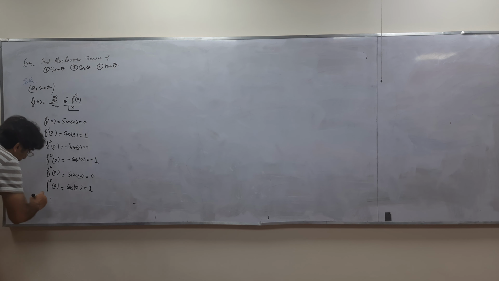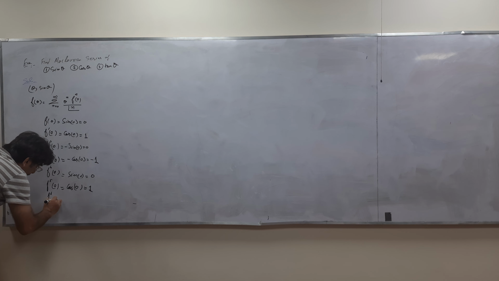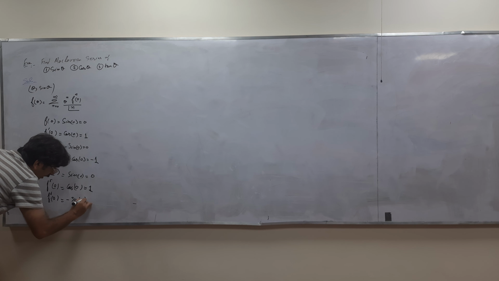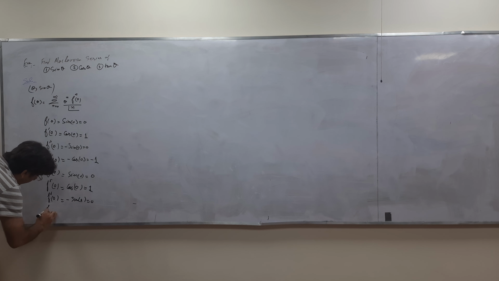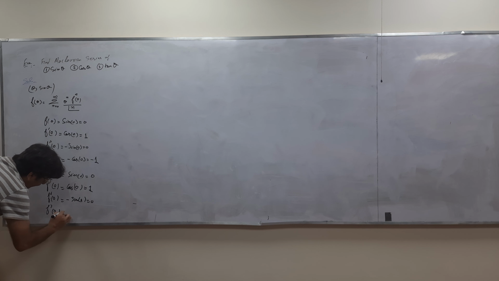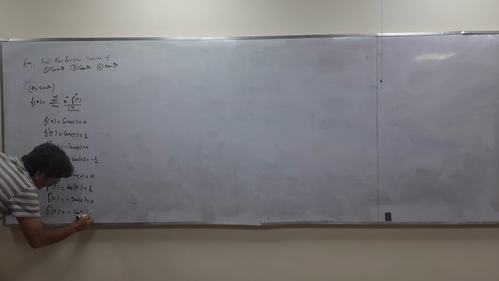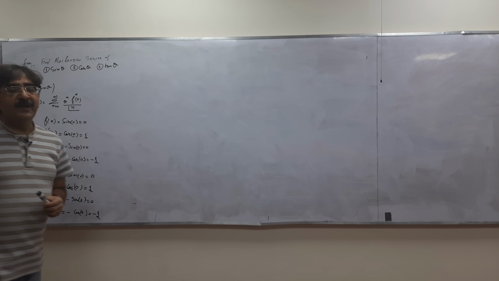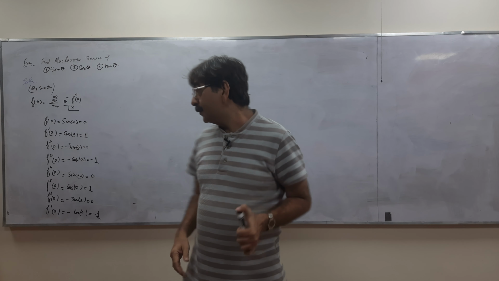The sixth is minus sine 0, that will again be 0. The seventh is minus cos 0, that will be equal to minus 1. So the value is changing in this sequence: 0, plus 1, 0, minus 1, 0, plus 1, 0, minus 1. So these are the sequence of the change in the values. Okay.